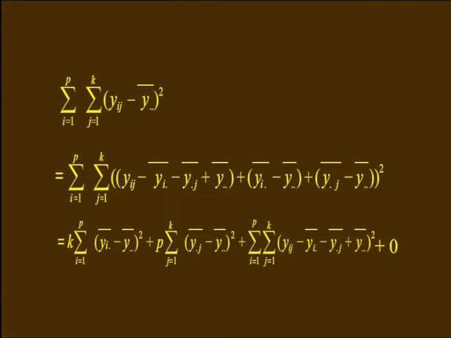So, expanding that, we can write the total sum of squares as k times summation i equal to 1 to p (y bar i dot minus y bar dot dot) whole square plus p times summation j equal to 1 to k (y bar dot j minus y bar dot dot) whole square plus double summation i equal to 1 to p, j equal to 1 to k, (yij minus y bar i dot minus y bar dot j plus y bar dot dot) whole square plus 0, because all the cross products tend to 0 in this case.